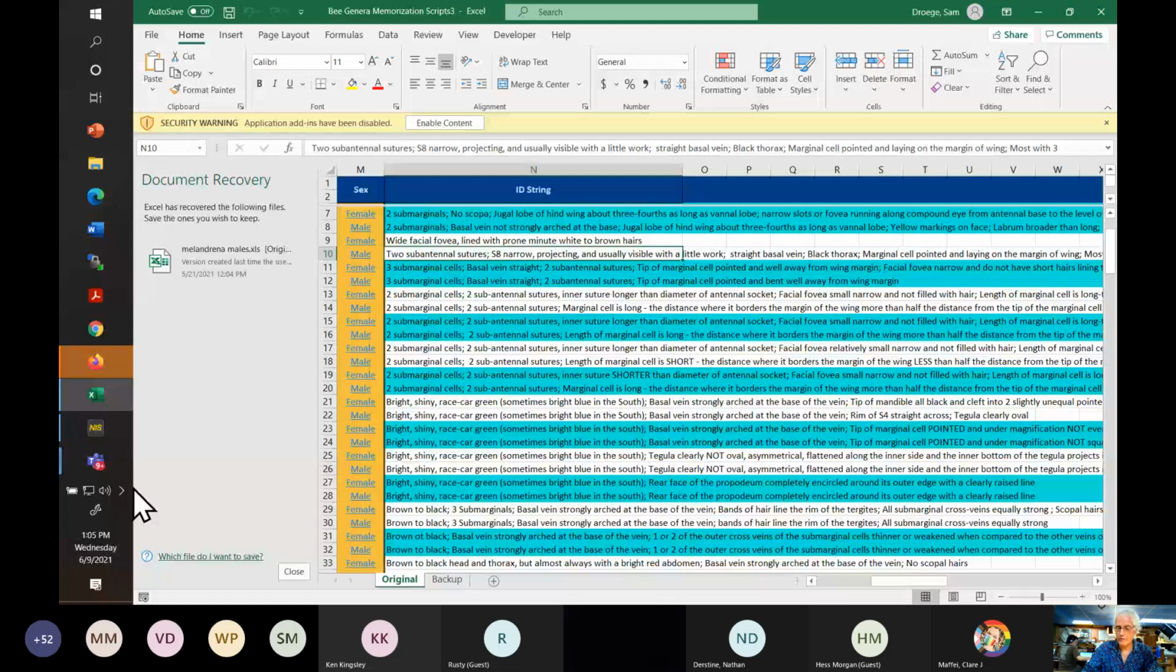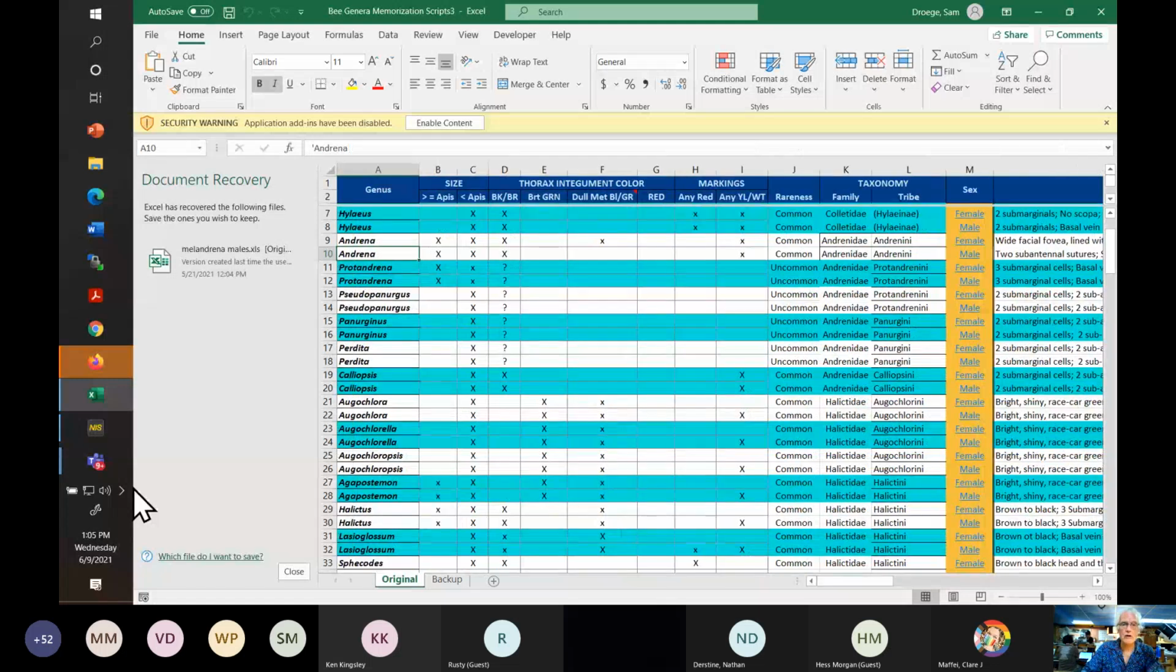For those of you who don't have it, you can follow along on screen. We have the bee genera cheat sheet. Again, it's geared towards the eastern United States, but is applicable pretty much anywhere because a lot of these species are worldwide.